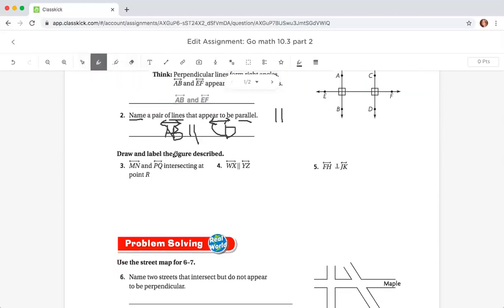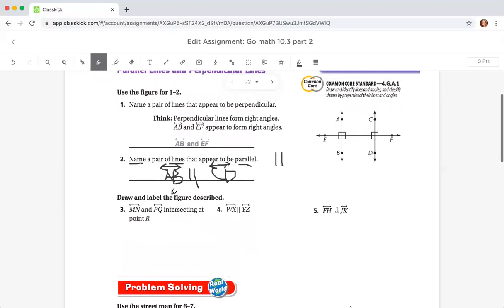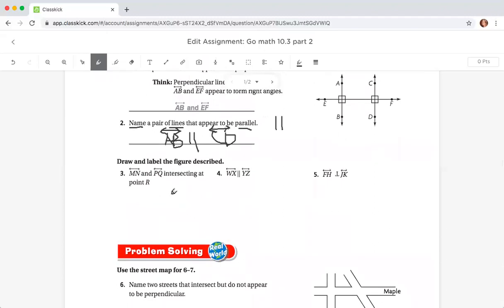Draw and label the figure described. So here it says line MN and line PQ intersecting at point R. So it doesn't say that they're perpendicular to each other, but they could be. They're just intersecting lines, which means they cross at some point. And in this case, it says that the point where they cross is R, okay?